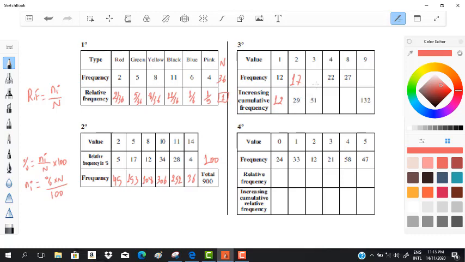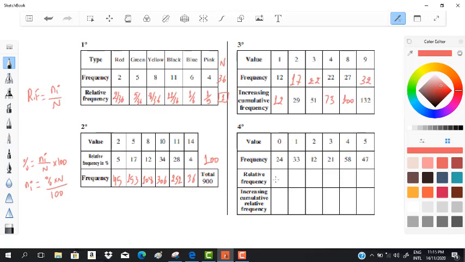29 plus how much equals 51? The answer is 22. 51 plus 22 is 73. We all know how to calculate the ICF, the increasing cumulative frequency. 73 plus 27 is 100. 100 plus how much equals 132? It's gonna be 32. Okay.